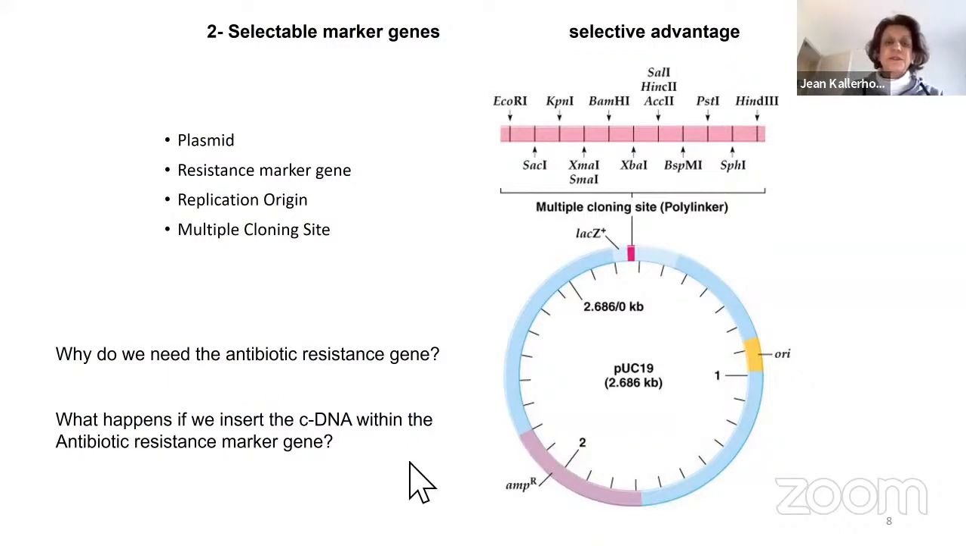lethal. So if we insert something, a cDNA sequence within this gene, the gene will be disrupted, and therefore the bacteria will become sensitive. So this is a very, very important concept. We need to keep this because we are going to use it when we clone a foreign sequence within the multiple cloning site, right?